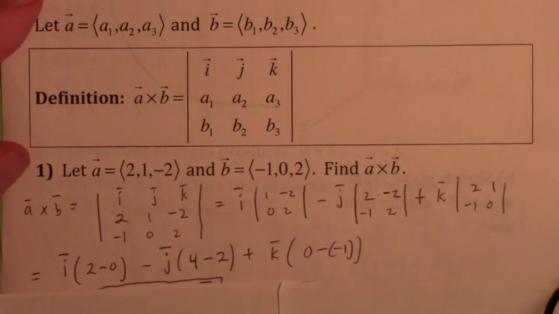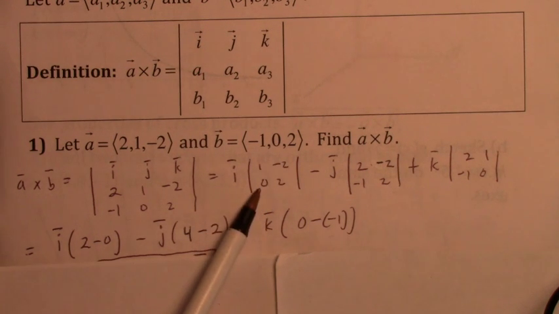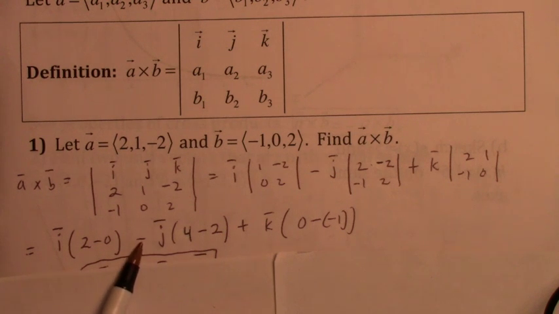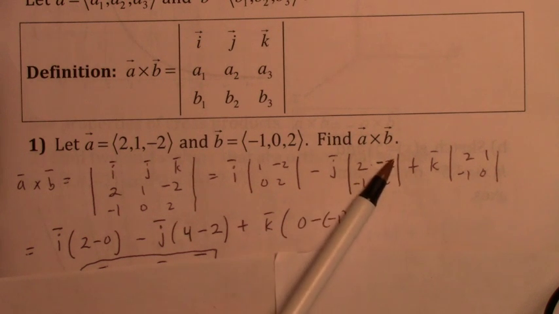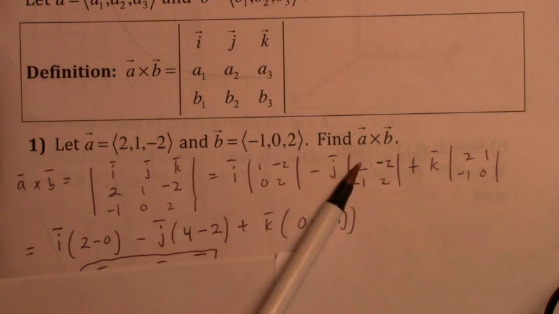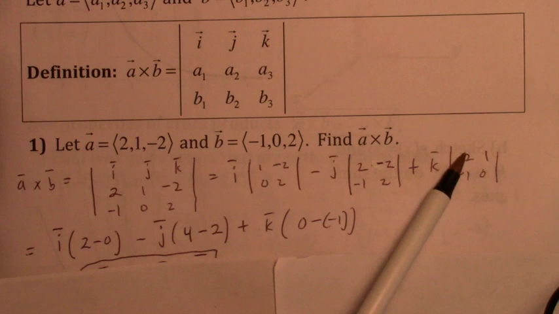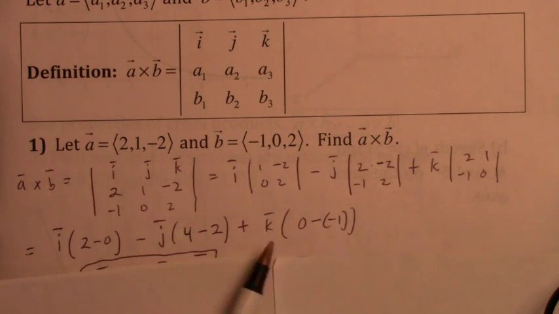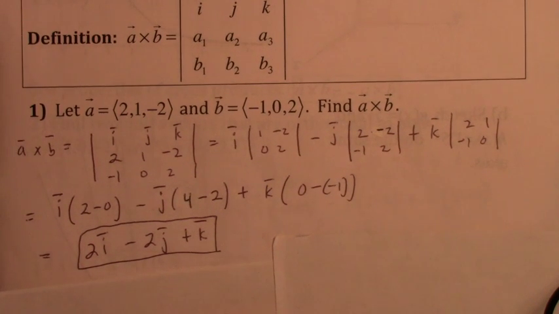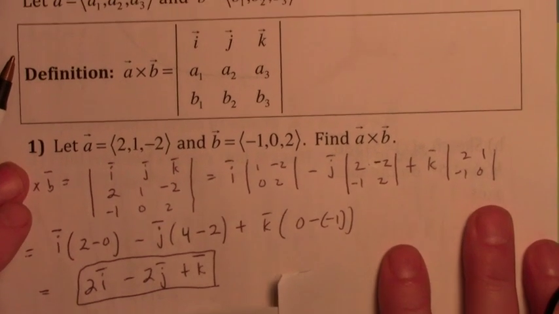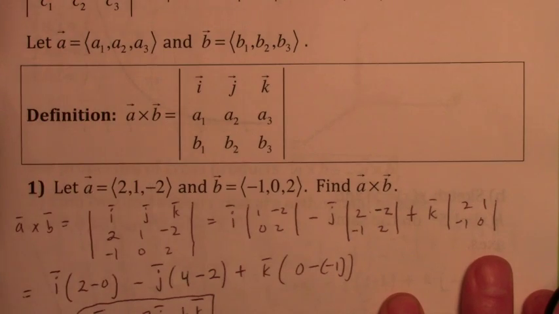So then when you finish this off, it's the i vector times the product 1 times 2 minus 2 times 0, so you just get 2 minus 0, minus the j vector, don't forget there's a minus sign here, minus the j vector times 4 minus 2, I should say, 4 minus positive 2, that's right, plus the k vector times 0 minus negative 1, which is just 1. So this is what you get when you get the cross product. Notice it's a vector. It's a vector because in the determinant, the first row are vectors. So that's why it turns out to be a vector.